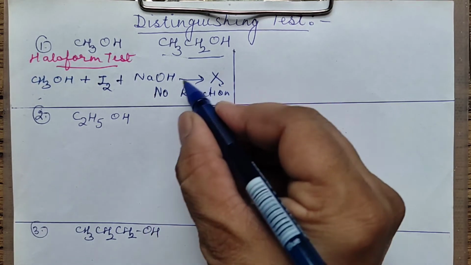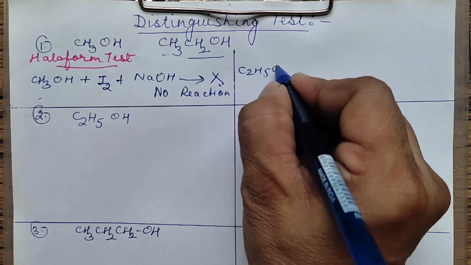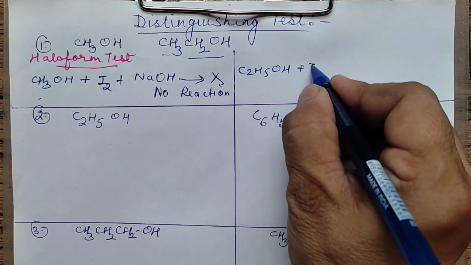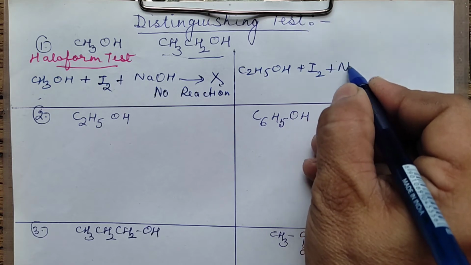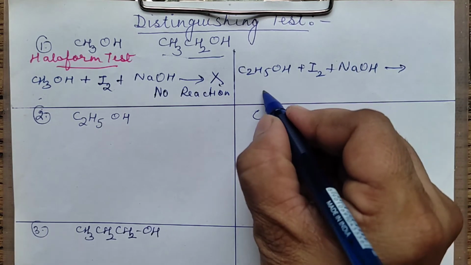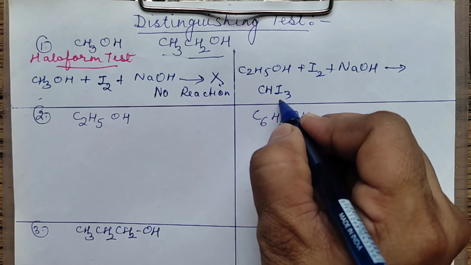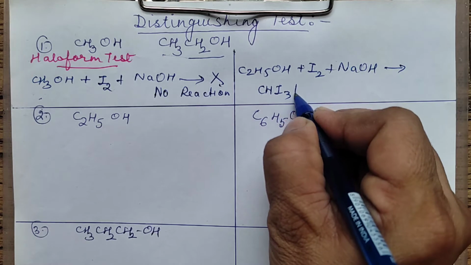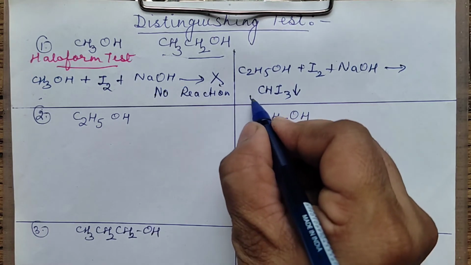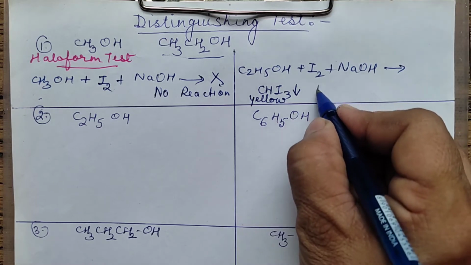Whereas if you carry out the same reaction with ethyl alcohol, that is C2H5OH plus I2 plus NaOH. So you will be writing the products I am writing down. It will be CHI3. Don't make a mistake of writing CH3I. That is a common mistake children make. So this will be a yellow color precipitate.